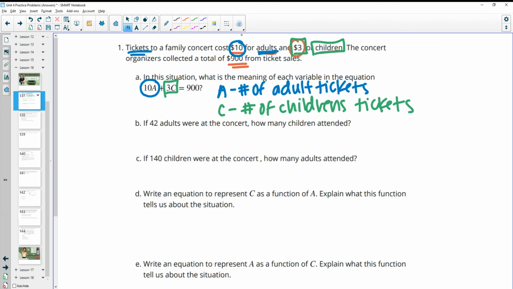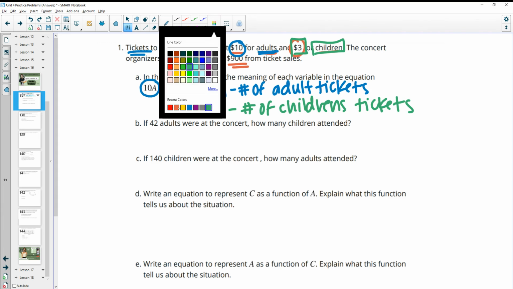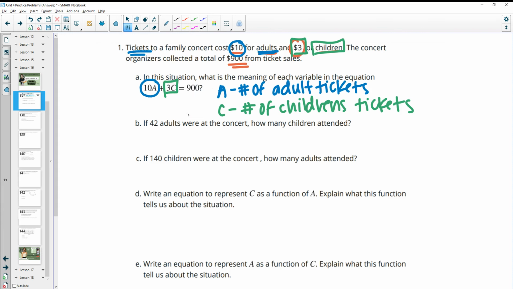B, if 42 adults were at the concert, how many children attended? So we're going to be able to figure out how much money or revenue we took in from the adult tickets by doing 42 times 10. So $10 per adult ticket. And that gets us a revenue of $420. And we know that we took in $900 total.